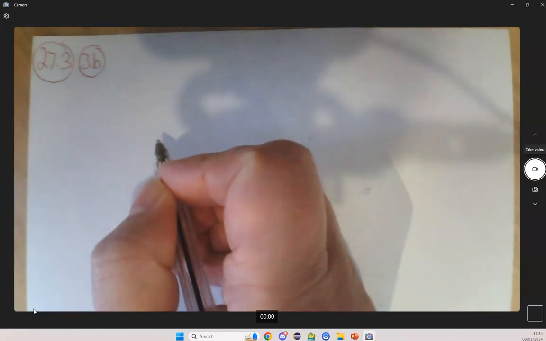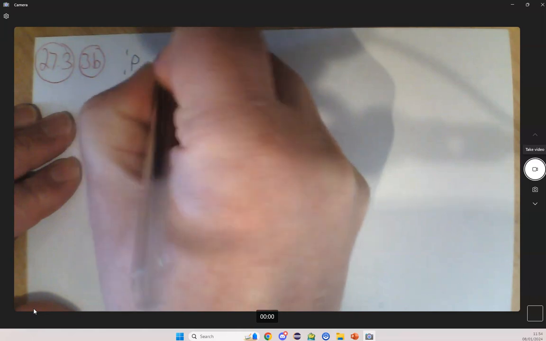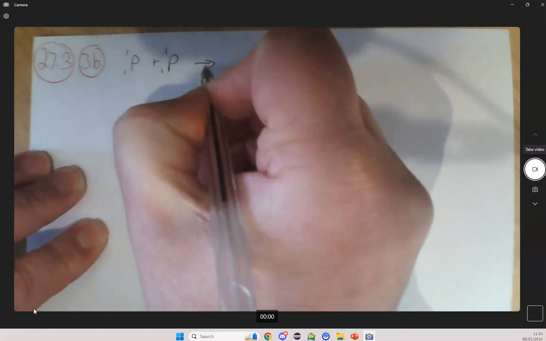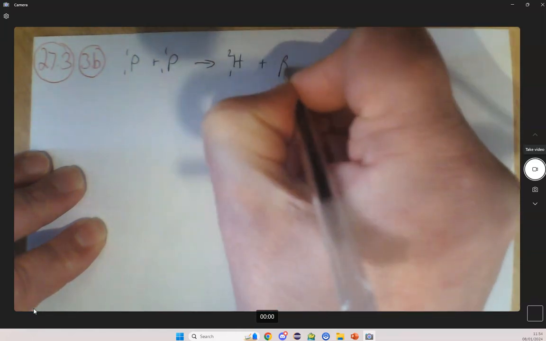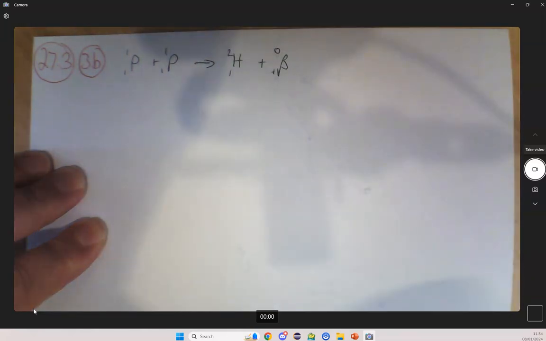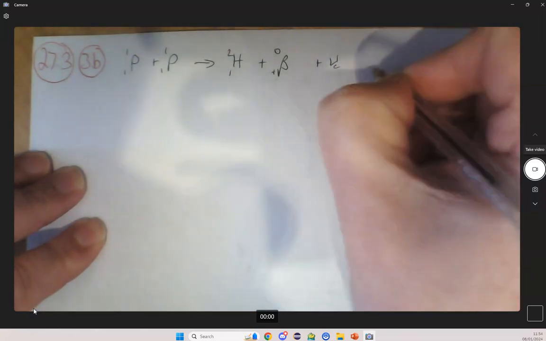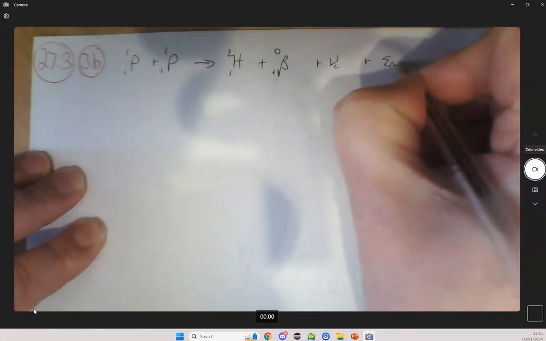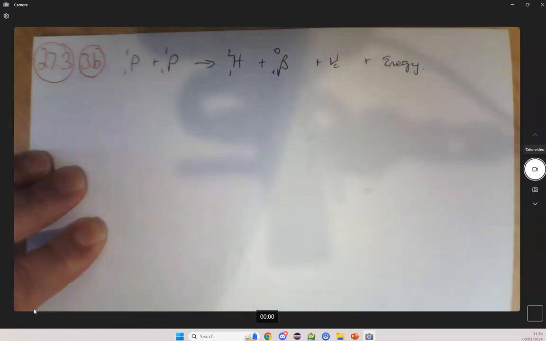3b, let's look at part 1 initially. What we've got is a reaction involving two protons. So we've got a proton and another proton, and that gives us a hydrogen 2, or deuterium, plus a positron. Now the reality is it would also give us an electron neutrino, plus energy emitted as well. Now it wants us to describe the reactions in this process.